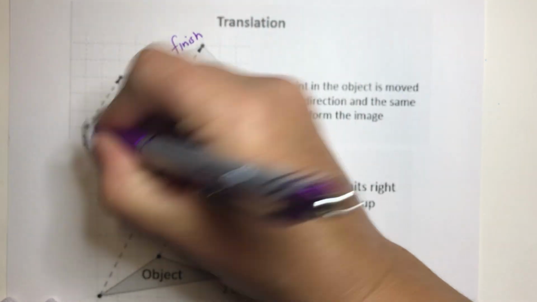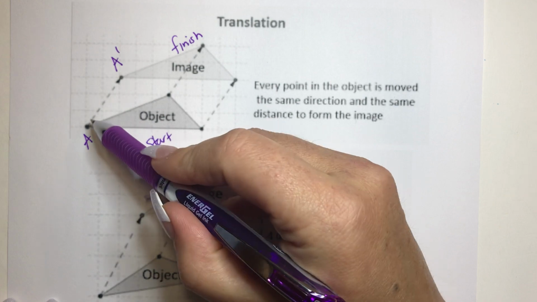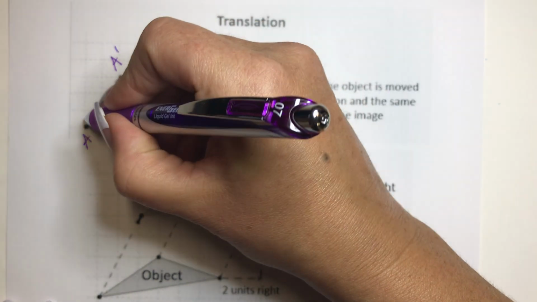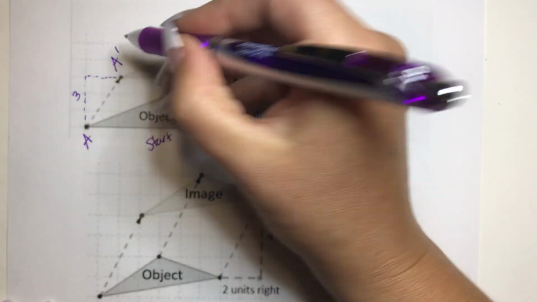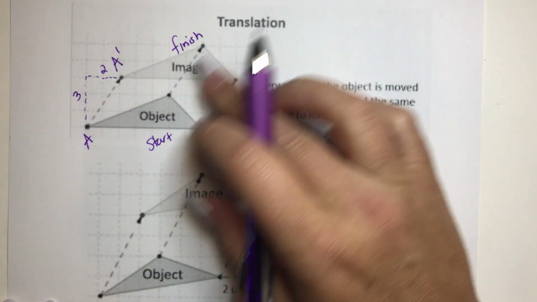So let's call this A, and where you finish, you call that A prime. Okay, so let's see what happens. For here, we're going up 1, 2, 3. So we're going up 3 and over 2, right? 1, 2. Well, that should be the same case for every point.